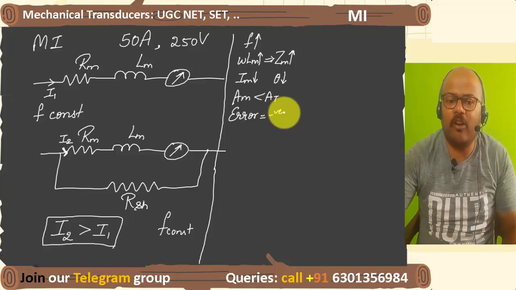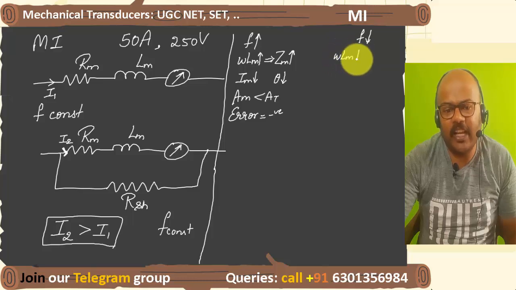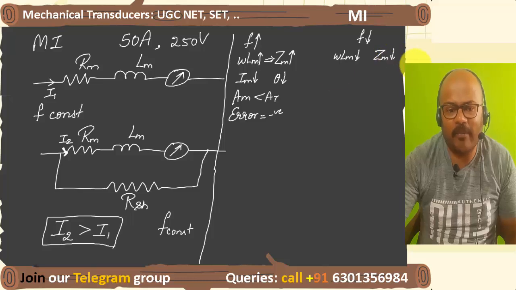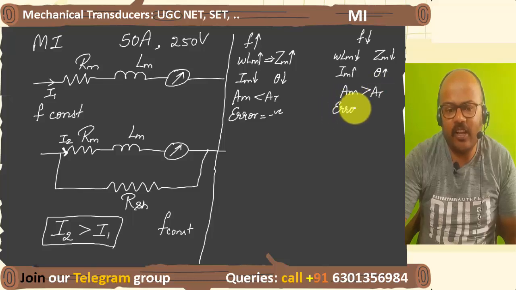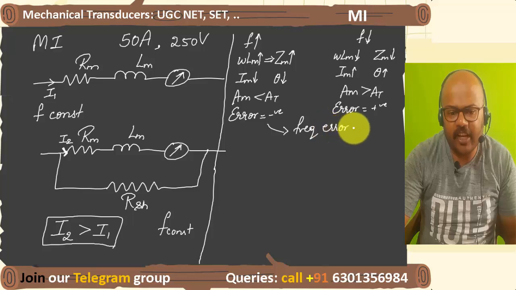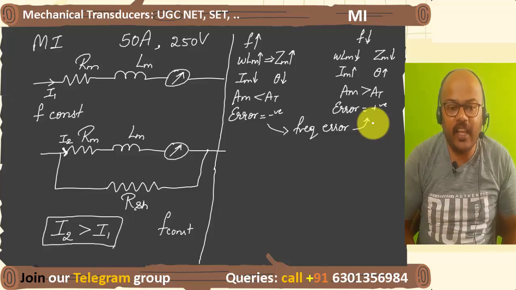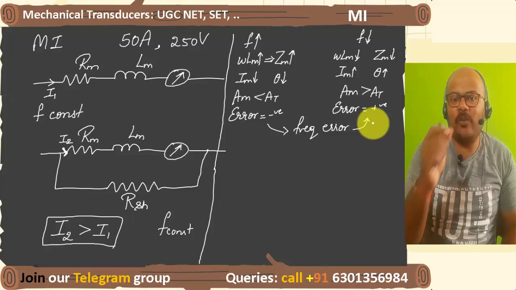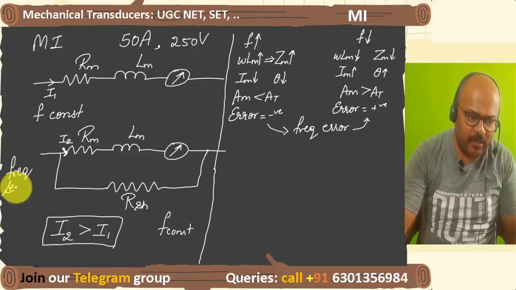Very, very important. Now suppose you have decreased the frequency. Omega Lm reduces, Zm reduces. What happens? Im increases, theta also increases. The measured value will be greater than the true value. What is the error you got? The error is positive. So frequency error occurs. When there is a change in frequency, the instrument is going to give an error, and that needs to be reduced. So this meter is frequency sensitive. Very, very important.